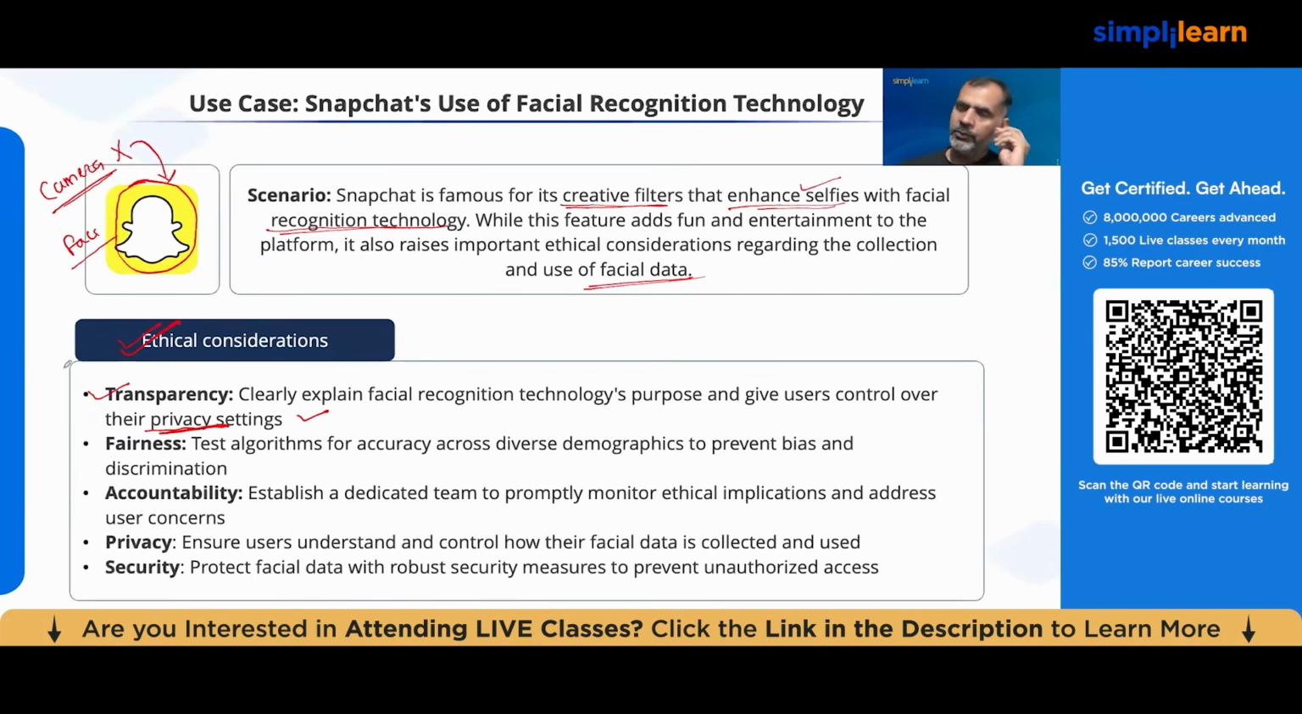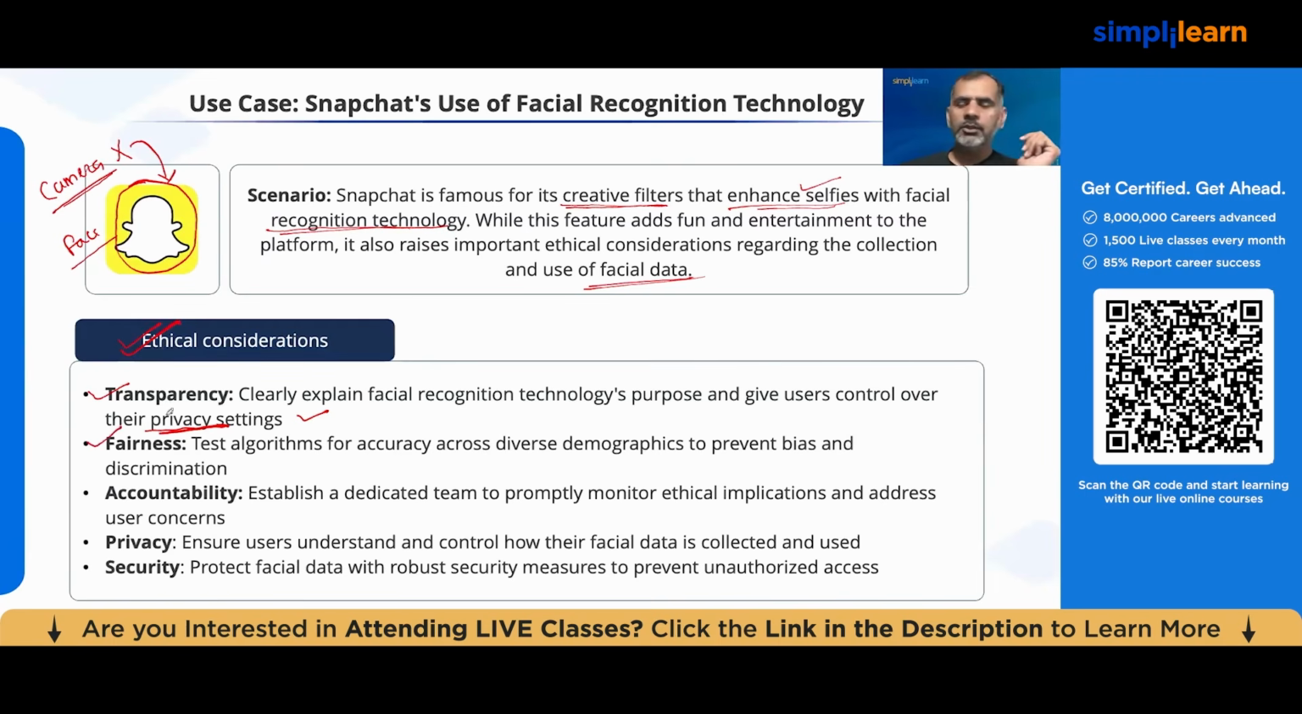Whenever you install a Snapchat-like application on your phone and use it the first time, it asks for your permission that this application is going to access your camera. Are you okay with that? You have to give consent for that.